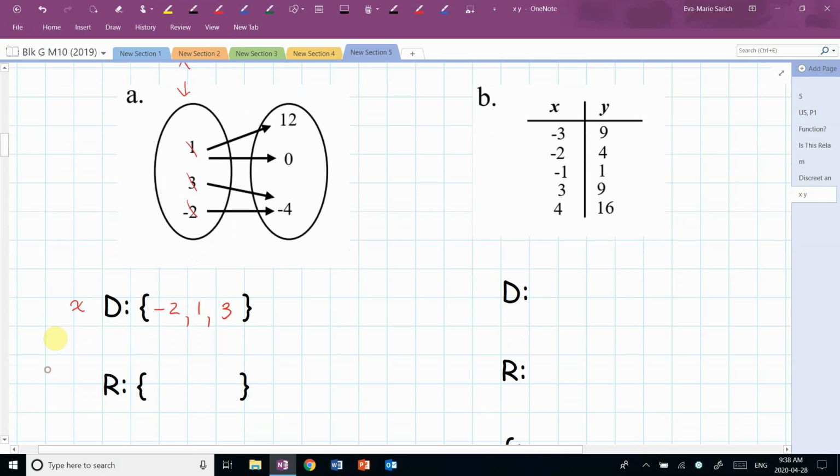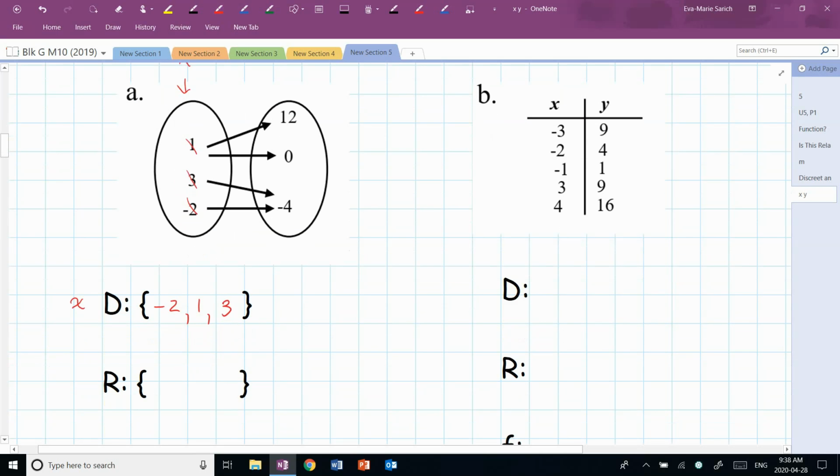Our output or our dependent variables are our y's. So these are the y's, and again, they need to be listed from lowest to highest. So -4 goes first, then 0, then 12. Now, when we have distinct or discrete numbers like this, where it's not a range of points in between, we have to list them in a set of curly brackets, from lowest to highest.